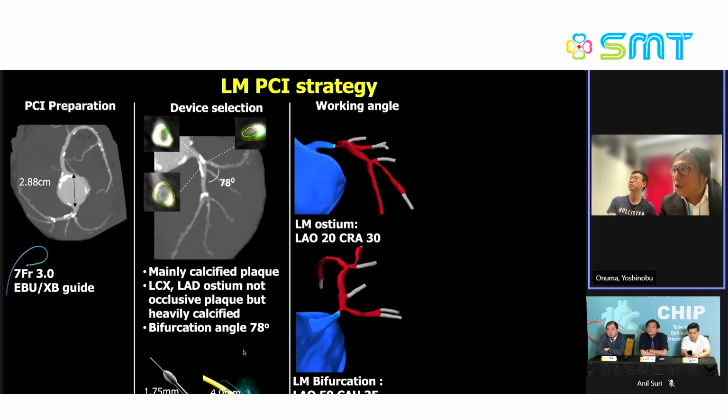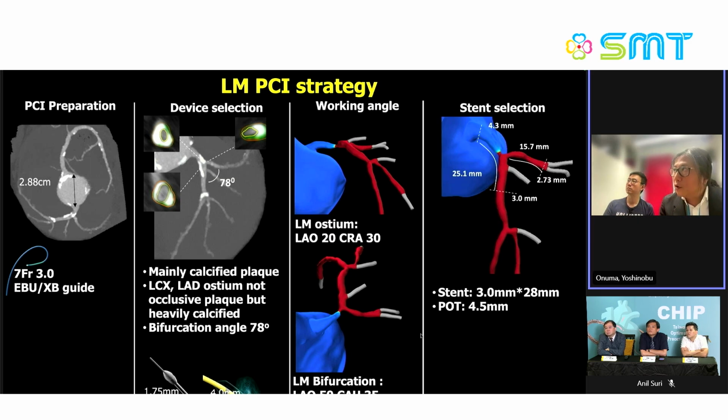The working angle is already described. For the ostium, it's LAO cranial. If you want to depict the left main bifurcation perfectly, it's the spider view, LAO 50 and caudal 35. Stent selection, we decided to use the Supraflex, and probably we need a 30 millimeter to cover the region of 25, so maybe 28 millimeter, and proximally we need to make a POT of 4.5 millimeter, and that was the planning.